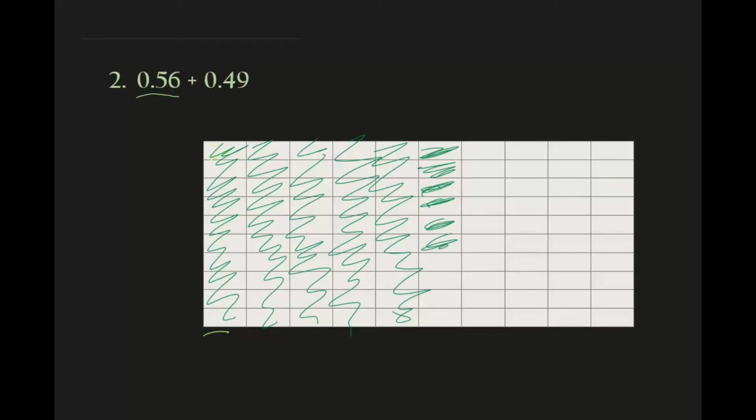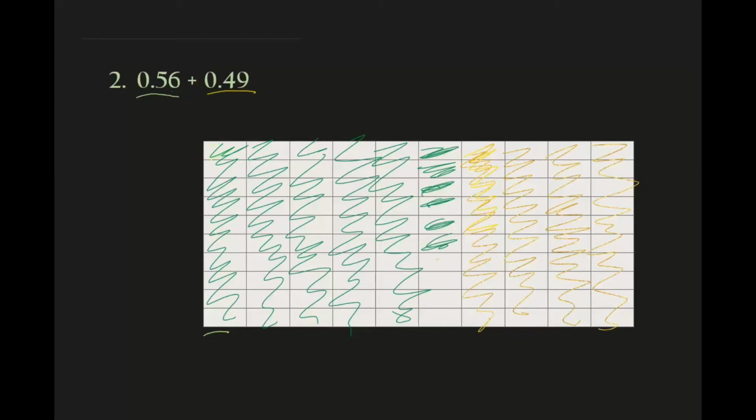Now I'm gonna use yellow for 0.49. So that means we're gonna shade 4 complete columns. So let's do that. So we have 1, then we have 2, then we have 3, then we have 4. Now we have 3 remaining here.